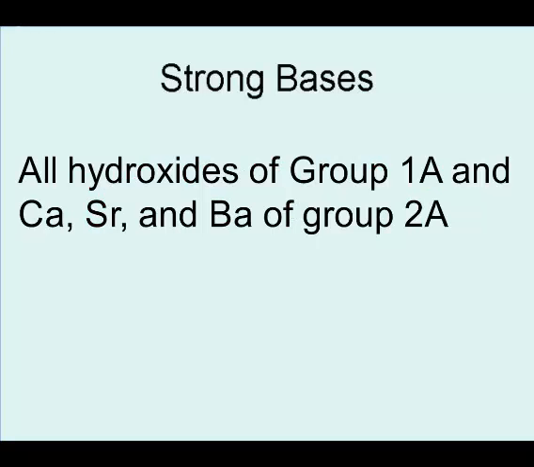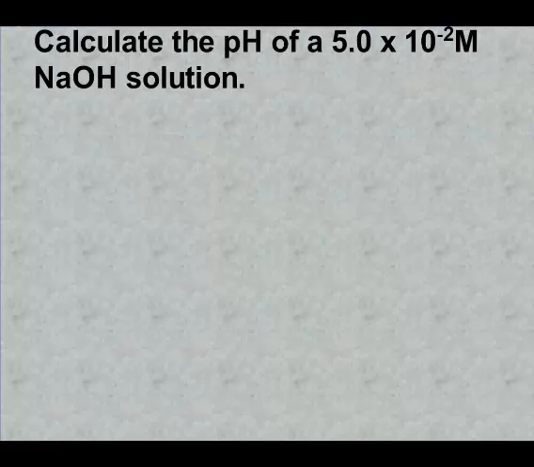Strong bases are all hydroxides of group 1A and calcium, strontium, and barium of group 2A. So if you don't have hydroxide, it's not going to be a strong base. So if we're calculating the pH of a 5 times 10 to the negative second sodium hydroxide solution, first you should write the dissociation equation.